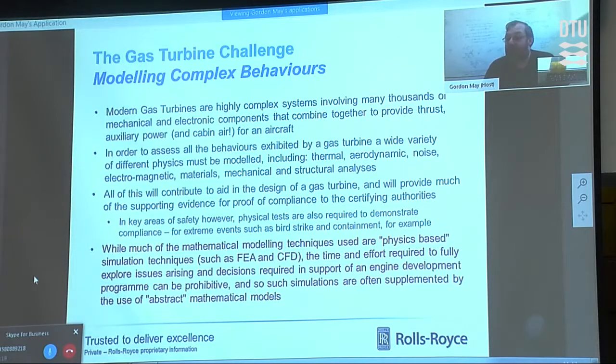So we often end up, shall we say, putting a layer on top of those of more abstract mathematical models, sometimes referred to as surrogate models, which we can then use as essentially a lower fidelity version, but something that's responsive enough to make decisions in a timely manner. So it's a very multi-layered, multifaceted process that we have to deal with.